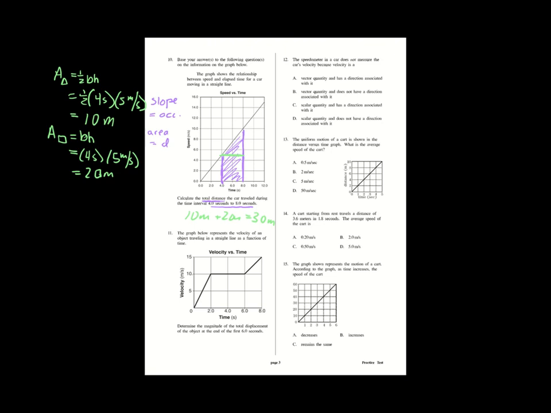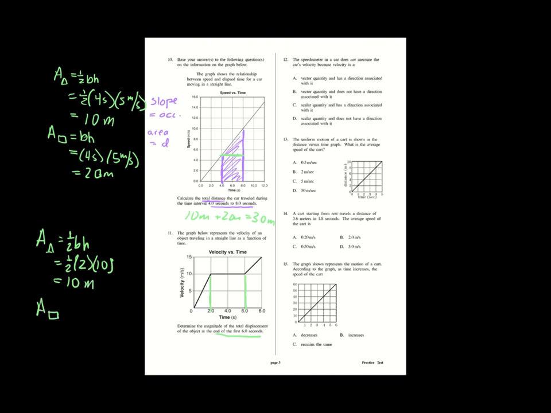Okay, number 11. We need the magnitude of the total displacement at the end of the first 6 seconds. So if we're going from 0 to 6, we need to break this up into triangle and rectangle again. So following number 10, we're going to do the same thing here. So again, look at the interval on the axes, not the boxes. The height here is 10. This is 10 overall. 1/2 times 2 times 10 is 10.